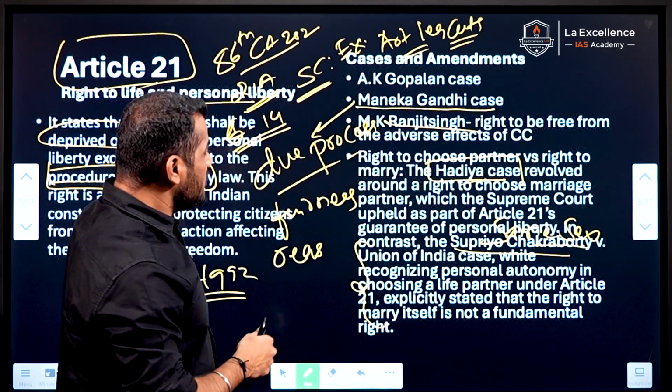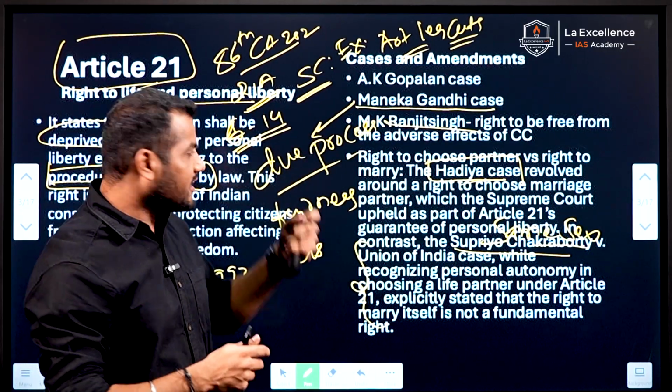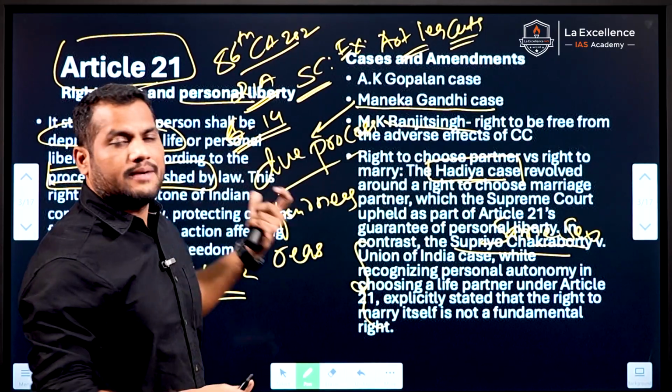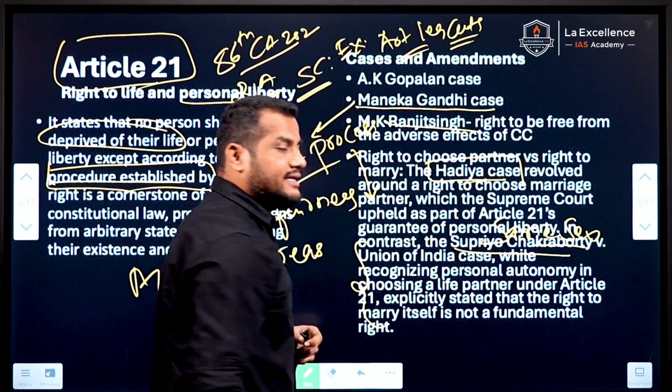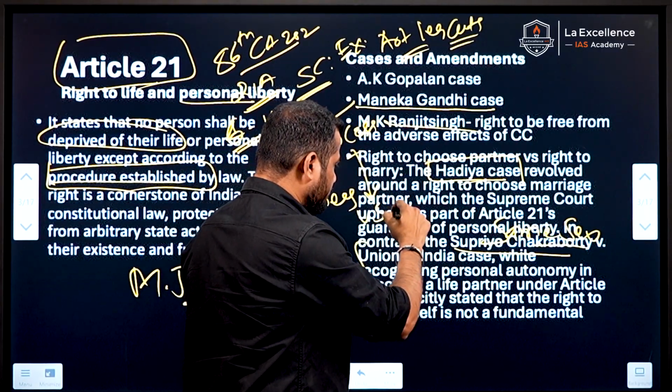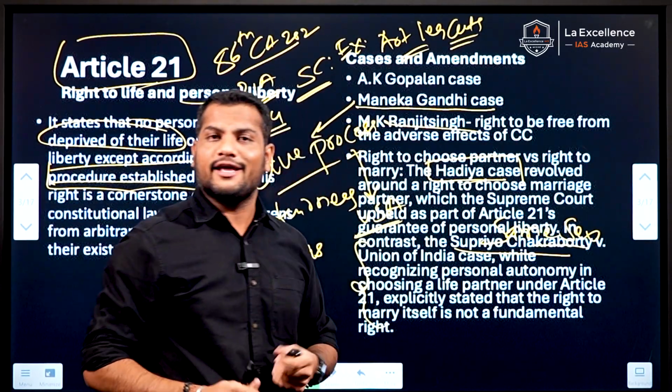This is Article 21. So Article 21 includes procedure established by law as well as due process of law. By the way, due process of law is a USA concept. Procedure established by law is an Indian concept.